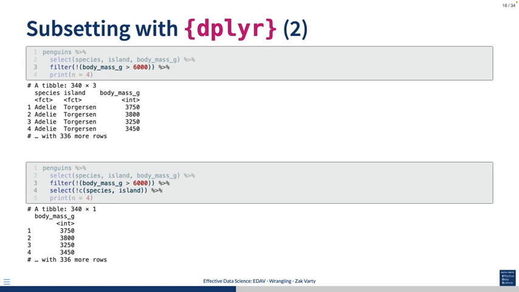If we want to invert the subset of rows that we're keeping, we can do this by negating the filter statement. Similarly, we can drop columns by selecting all columns except the ones that we want to drop.